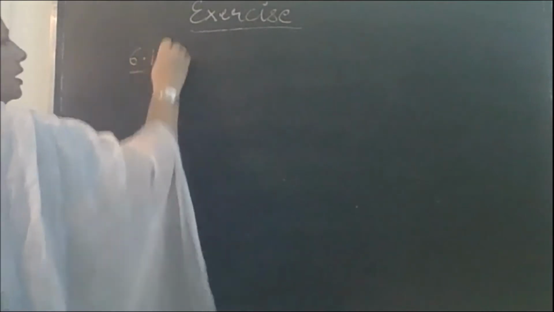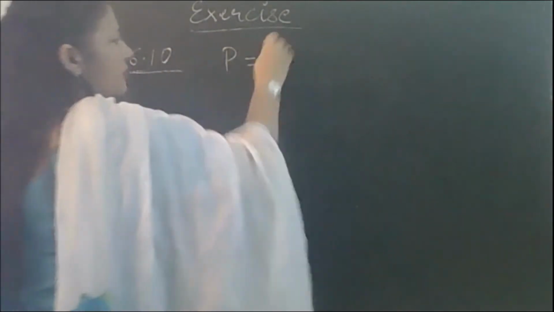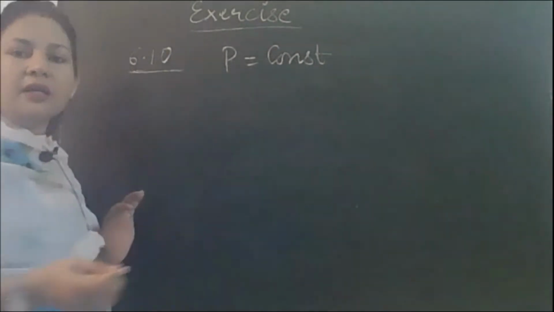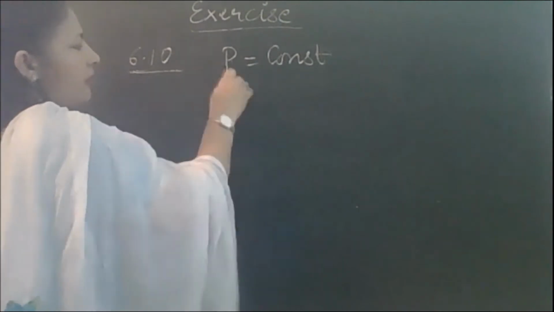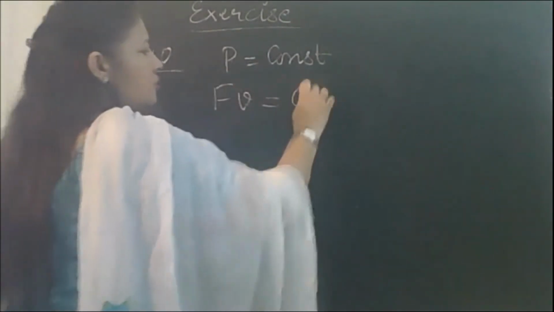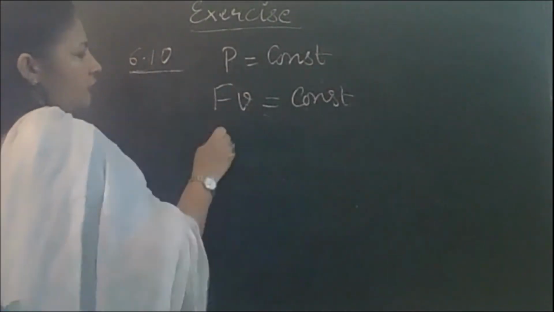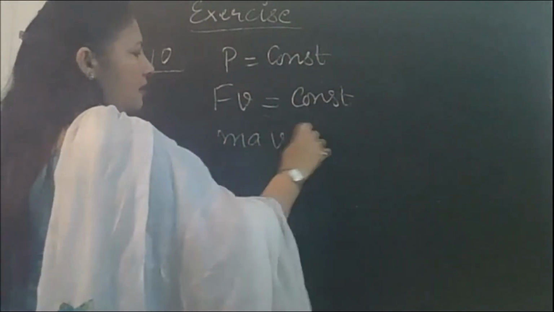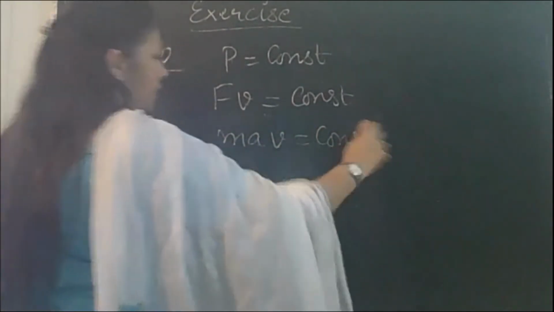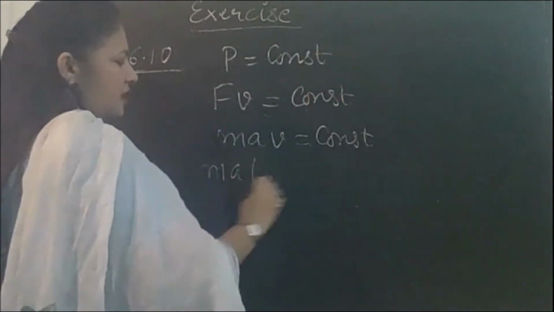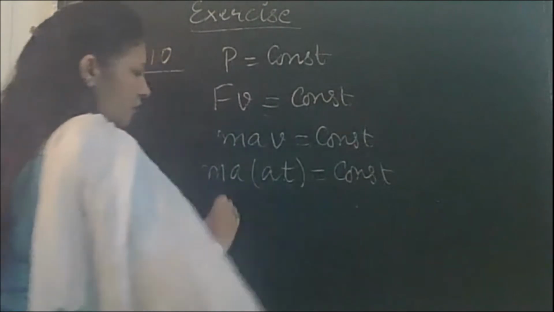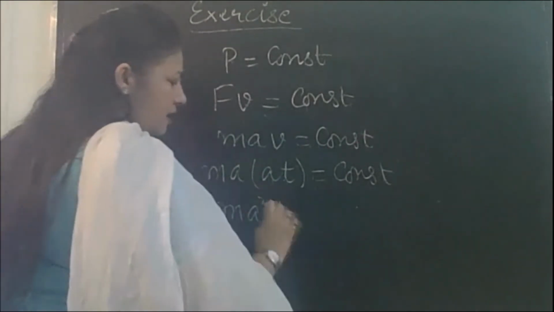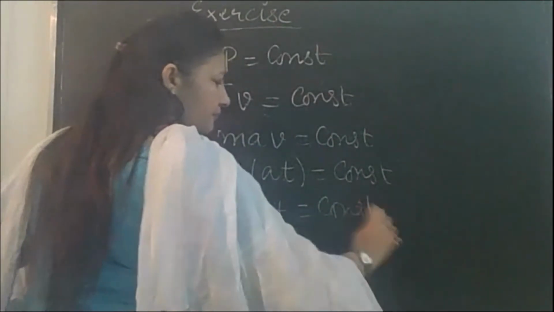Okay, question number 10. Power is given constant, and we have to see the dependence of displacement on time in this case. Again, we can write power as force into velocity, which is a constant. Force F is equal to ma again, and again we can put velocity as acceleration into time. So ma square t is a constant.